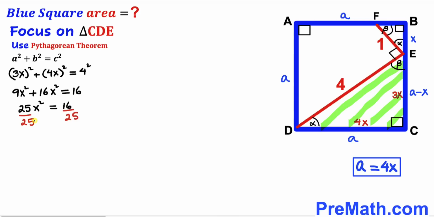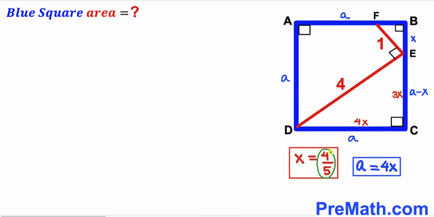Now we are going to divide both sides by 25 to isolate x squared. So therefore, x squared turns out to be 16 divided by 25. Now I am going to undo this square by taking the square root on both sides. So our x value turns out to be positive 4 divided by 5. The x value is going to be positive since we are dealing with a side length. Thus our x value is 4 divided by 5.